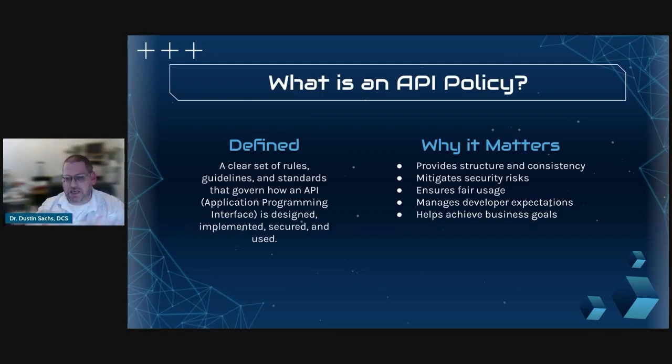And finally, an API policy should make sure that you're achieving the business's goals. Are you using an API, again, for the right reason, and are you using it in a way that is going to help the business? Or is this API really just being used for some other reason, or not going to actually provide the level of requirement that the business wants?